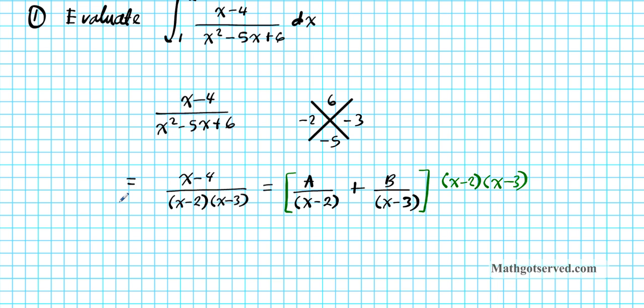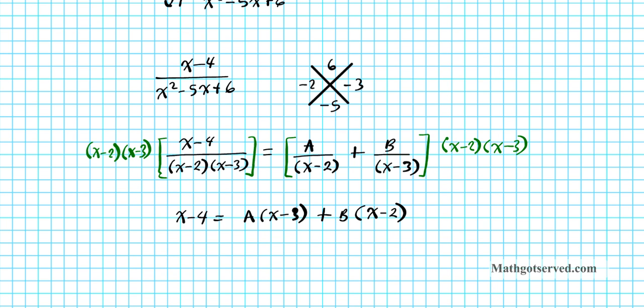I'll multiply that by that, and on the right side, I'll multiply this entire equation by x minus 2 times x minus 3. If I do that on the left side, I'll be left with x minus 4 equals A times x minus 3 plus B times x minus 2. We see why that's the case, because when we distribute these two factors to this term, the x minus 2's cancel out. And when you distribute it to this term, the x minus 3's cancel out, and you have this.